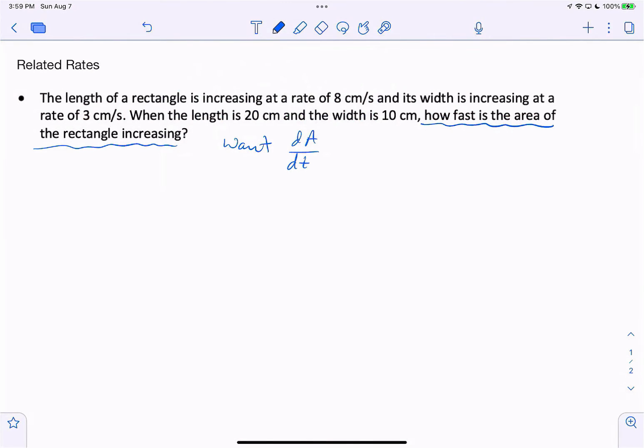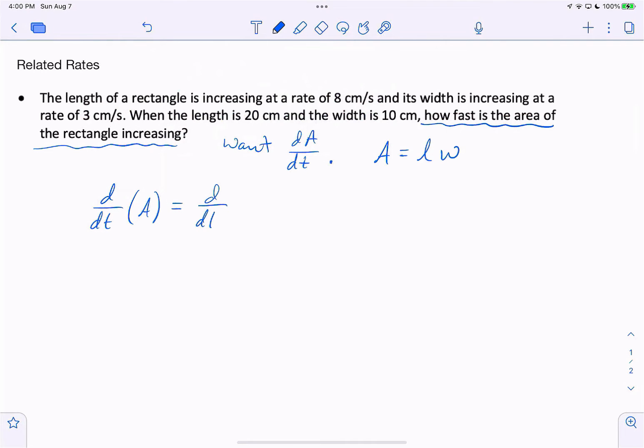So we want dA/dt, which means we need an A in order to find dA/dt. We're talking about the area of a rectangle. Area is length times width. Starting with area equals length times width, we are going to differentiate both sides with respect to time, because that's how I'm going to get dA/dt.